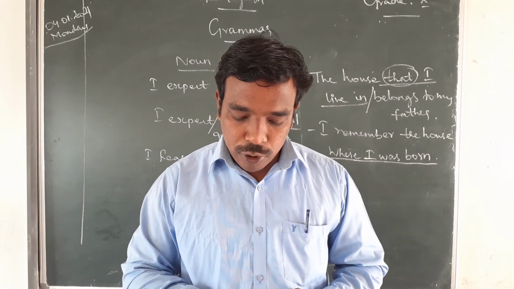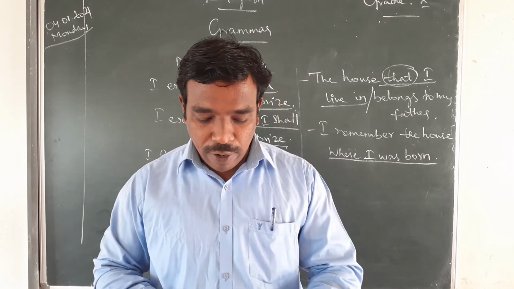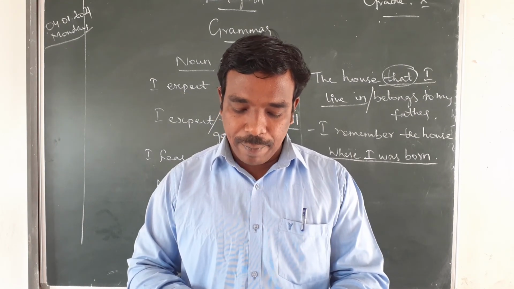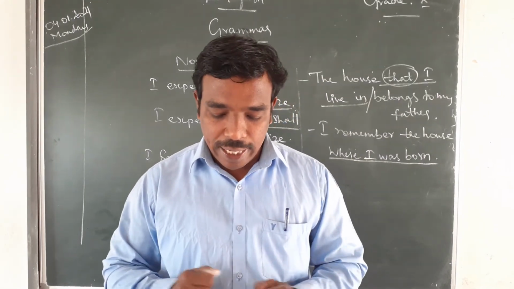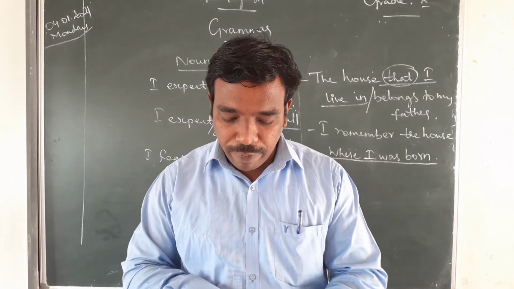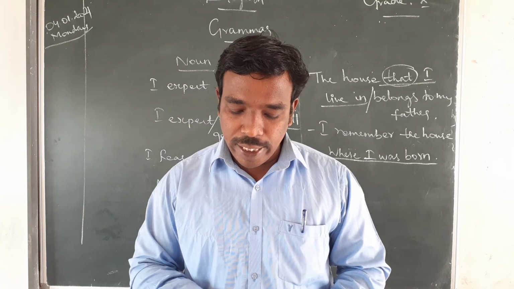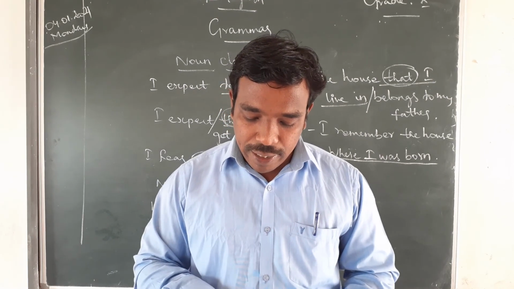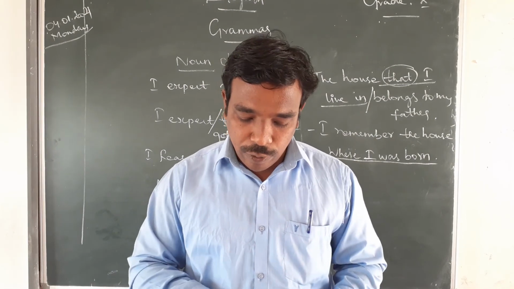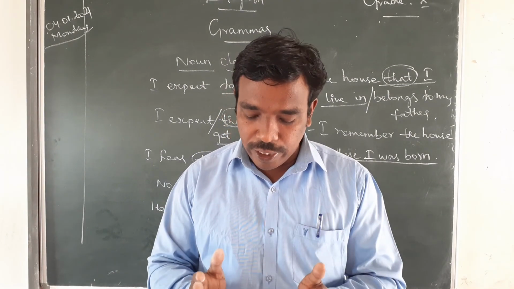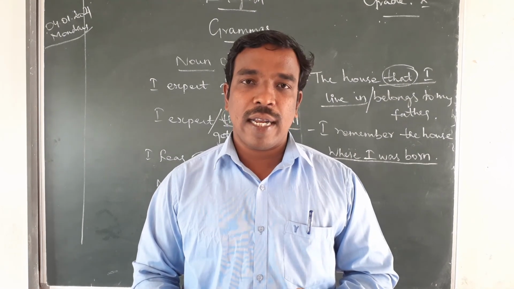Most of her friends whom she had invited attended her wedding. Most of her friends attended her wedding is the main clause. In between they have inserted that clause: whom she had invited is an adjective clause. Next: my brother visits my father whenever he comes to Chennai. Whenever is a time reference. My brother visits my father is the main clause. Whenever he comes to Chennai is a subordinate clause, an adverb clause, because it is a time reference.